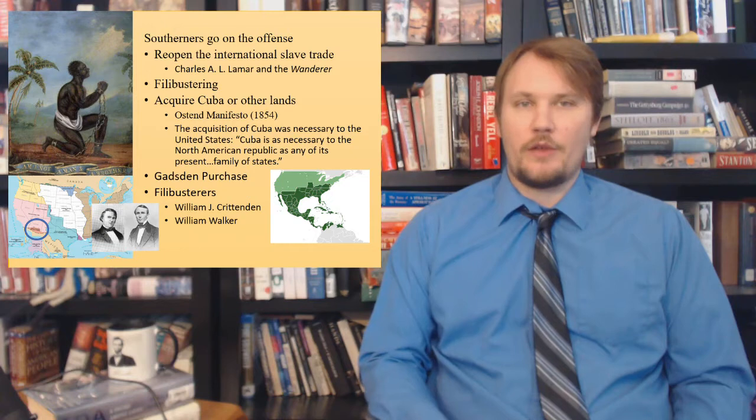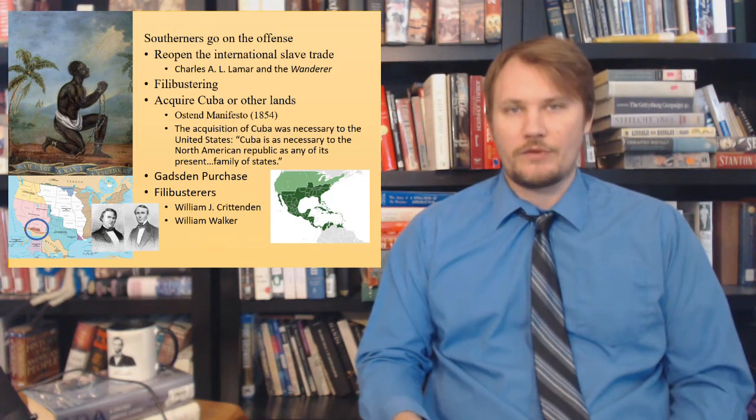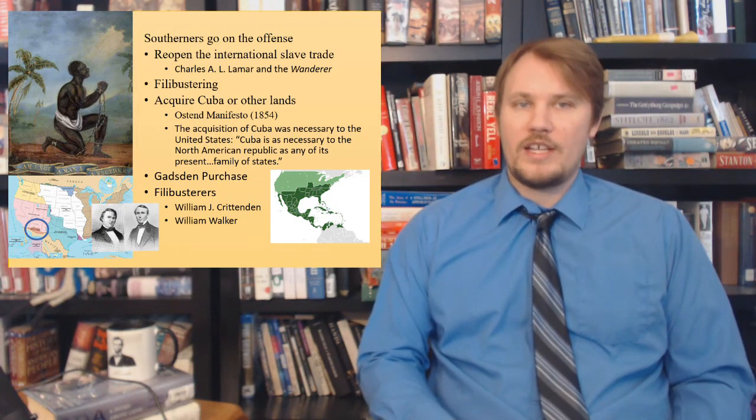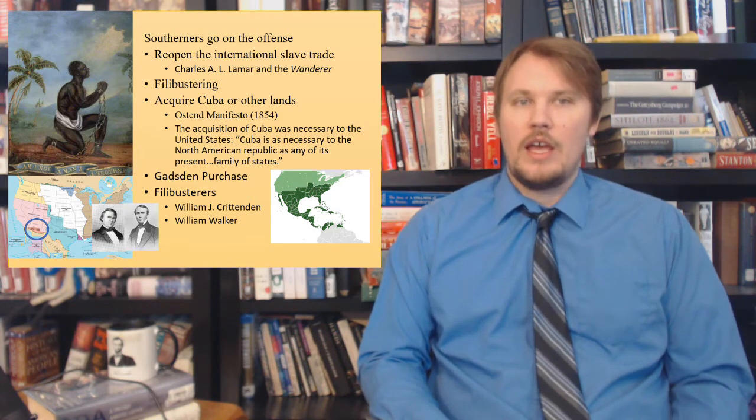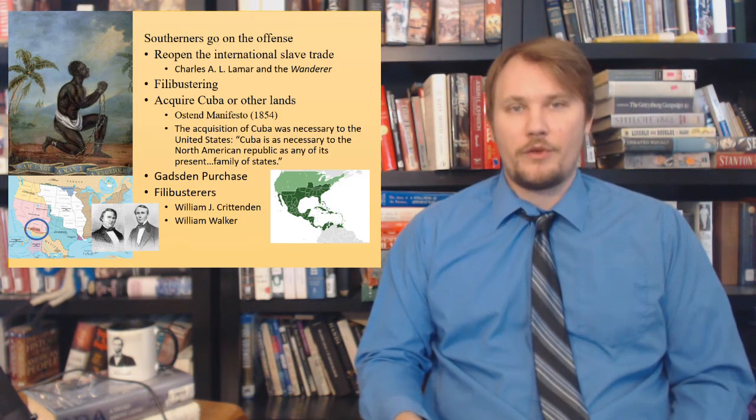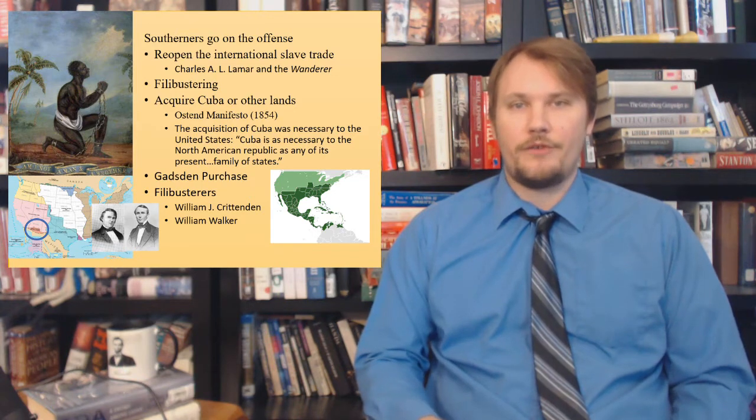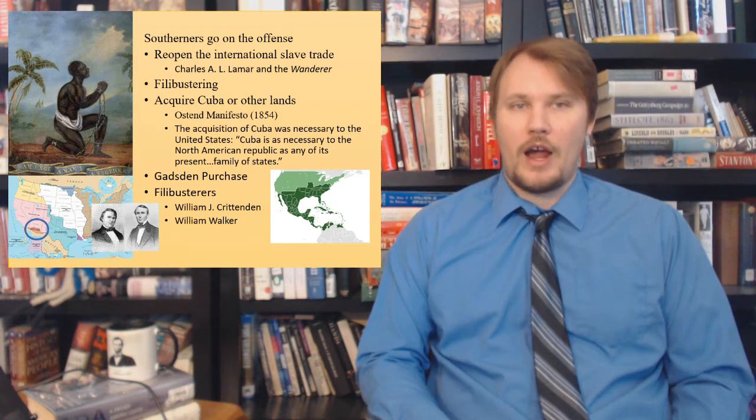This was basically Southerners attempting to conquer new lands for slavery. One attempt was made by William J. Crittenden of Kentucky in 1851. He and 400-some Southern volunteers left New Orleans in 1851 for Cuba in an attempt to conquer the island.